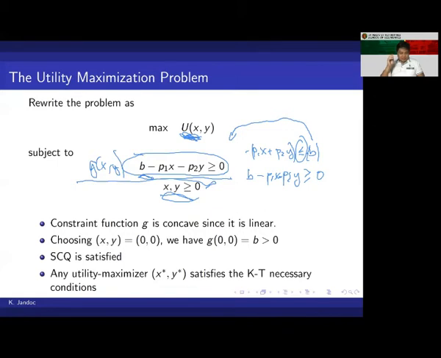In this case, we choose the vector (0, 0). Then we plug in 0, 0 for x and y in this equation. When you do that, you're left with b. So if you find such a vector and it produces a number that's positive, then the Slater constraint qualification is satisfied. Whatever x star, y star that we get needs to satisfy the Kuhn-Tucker necessary conditions.